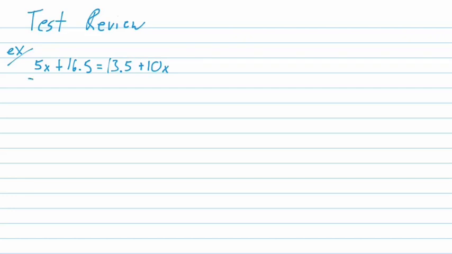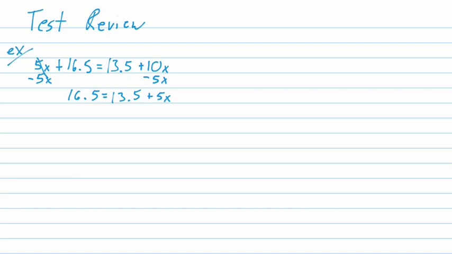Yeah, I'd subtract 5x. That's the smaller of the two coefficients. That will help me avoid the negative. So that will cancel. Bring down the 16.5. Rewrite and simplify. 10x minus 5x is 5x. That's a positive 5x.